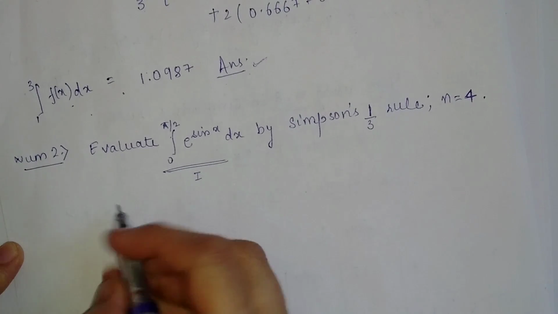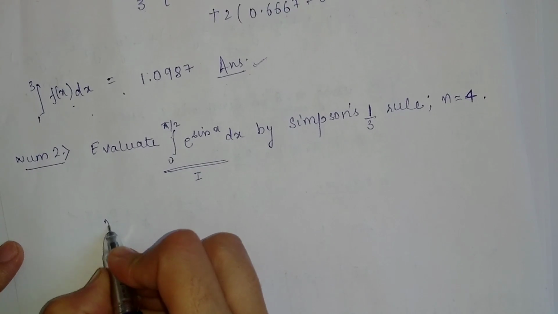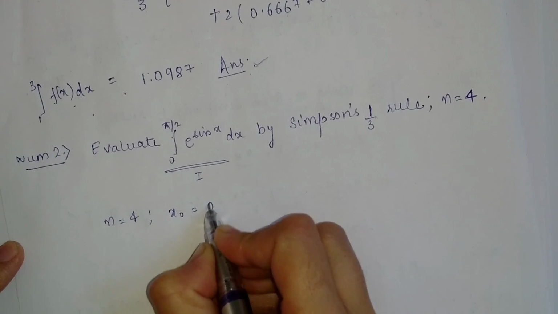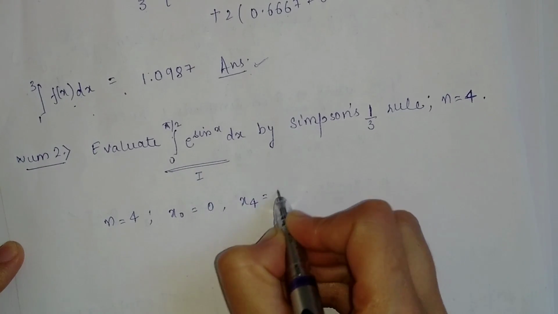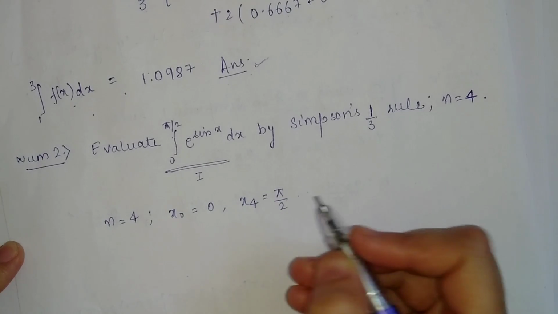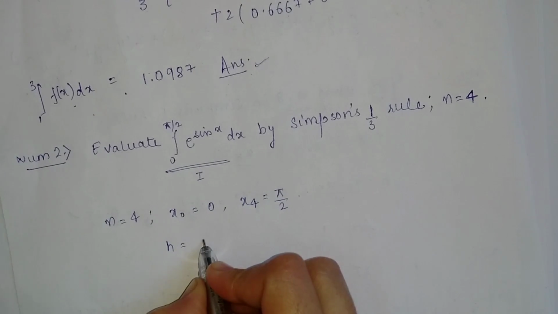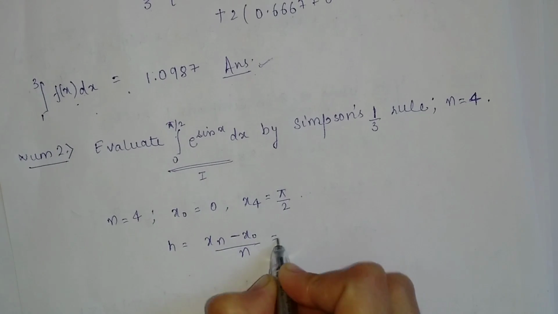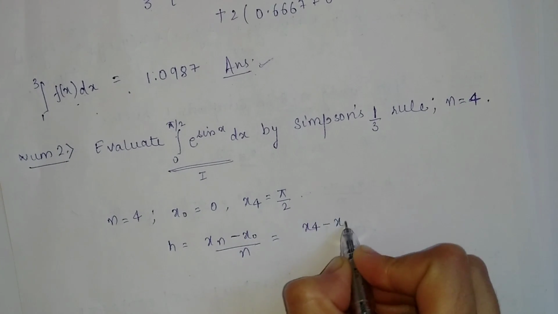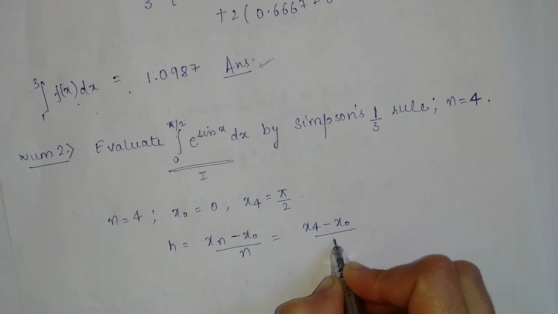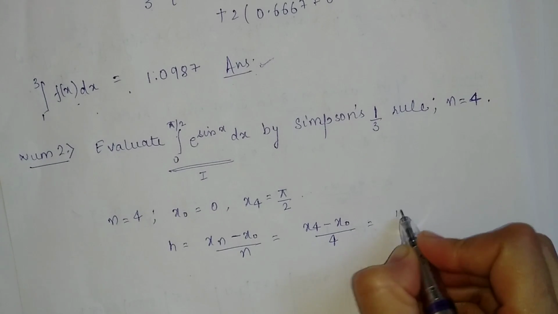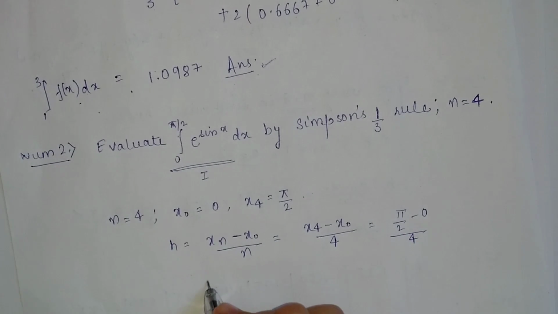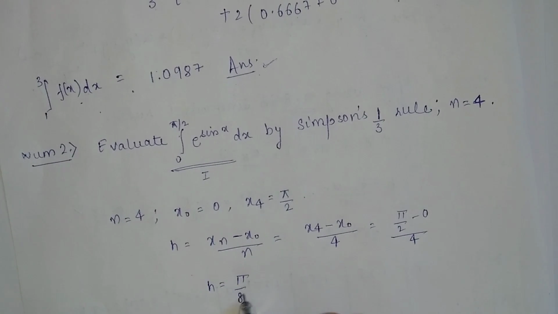The integral is from 0 to pi by 2 of exponential of sine x dx, and the interval is 4. Lower limit is 0 and upper limit is pi by 2. The value of h in this case is xn minus x0 divided by n, which is x4 minus x0 divided by 4, and x4 is nothing but pi by 2, and minus 0 by 4, the h is pi by 8.